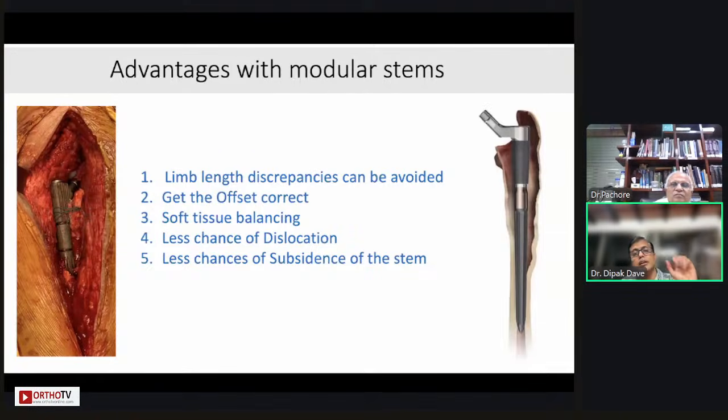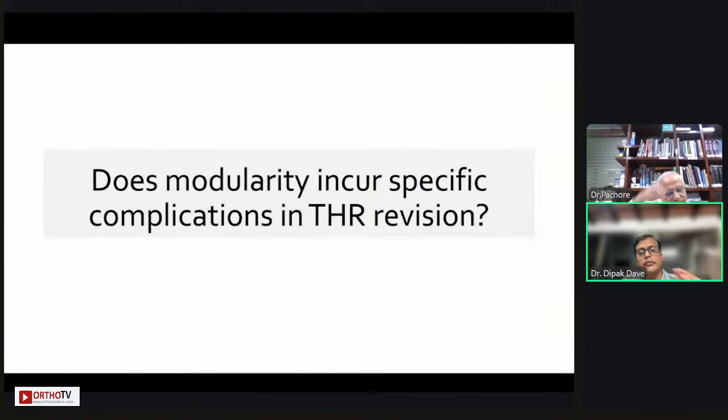So to summarize, the advantage of modular stems is that limb length and offset can be achieved. Soft tissue balancing is better, there is less chance of dislocation and less chance of subsidence, but the stem junction fracture rate is slightly higher compared to the non-modular one.